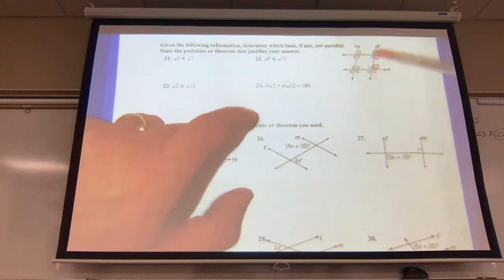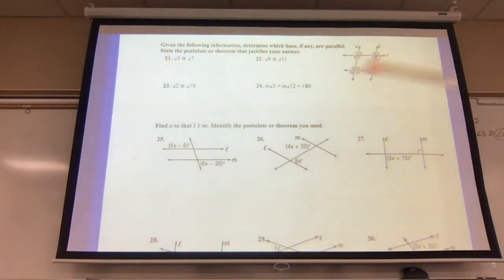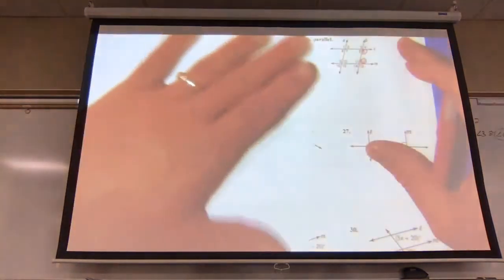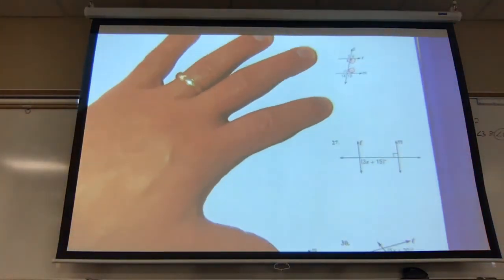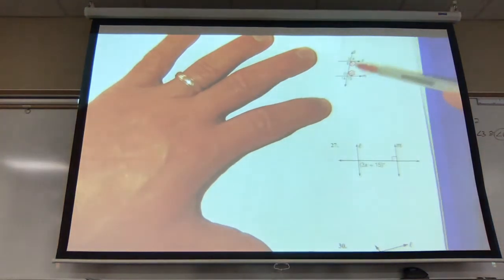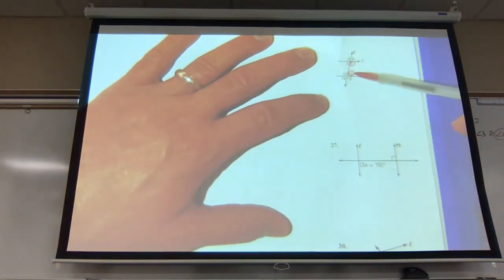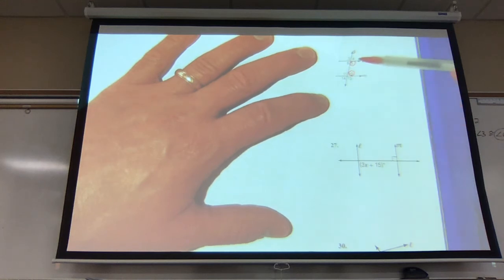Since those are on the right-hand side of the picture, I'm going to cover up the left-hand transversal, because I don't need that. So now my picture kind of looks like what we're used to seeing. 5 and 12 are consecutive interior angles. And our theorem says if the consecutive interior angles are supplementary, then the lines are parallel. The two lines that would be parallel would be L and M.